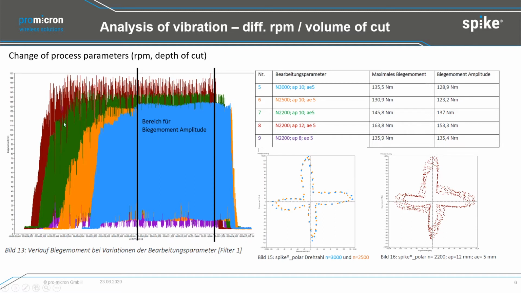So in the raw data signal from bending moment, it is not such easy to differentiate. It is much more visible, these vibration effects, if you look at the Spike polar. And here, by adjusting the parameters step by step, Spike helps you to give you professional feedback on process condition, and therefore Spike helps you to find the optimum process parameters much faster.